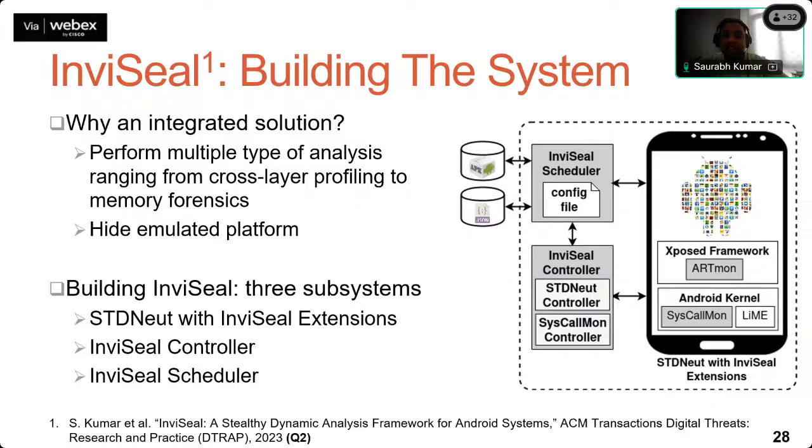And last is the NVCL scheduler. This scheduler is just to schedule your job into the environment. It can also be used to run multiple instances of your InvSeal in parallel, and it can configure each and every application or each and every instance properly with provided information, and they can run multiple applications simultaneously.